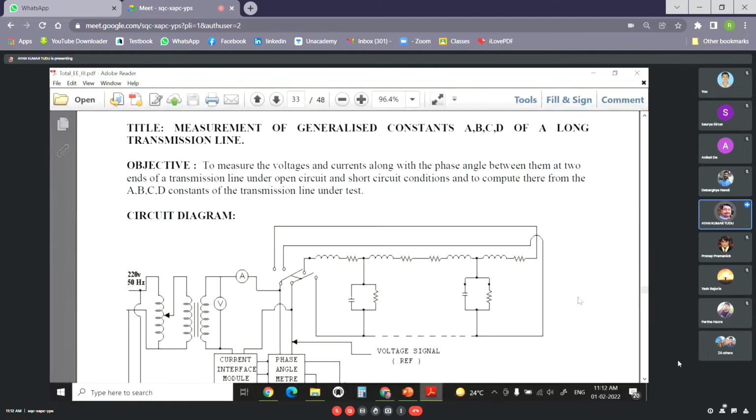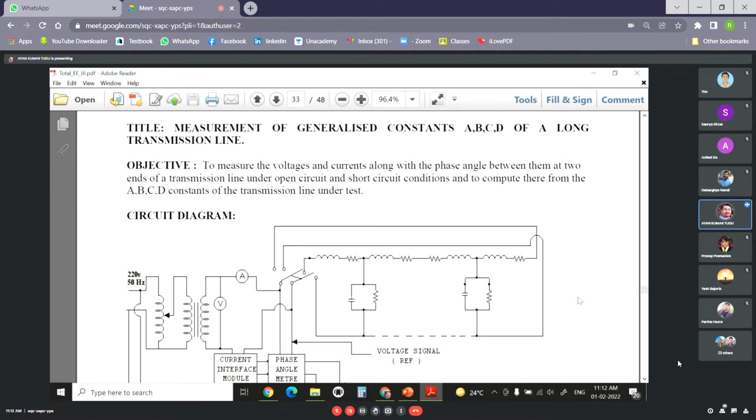Now, as you know, we use ABCD parameters because we can think of a typical transmission line to be a two-port network, where we have an input on one port and an output on the other, correct? So if we think of a typical transmission line as a two-port network, then it has parameters known as transmission parameters, also known as ABCD parameters.